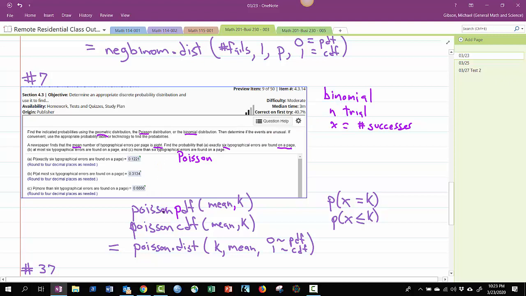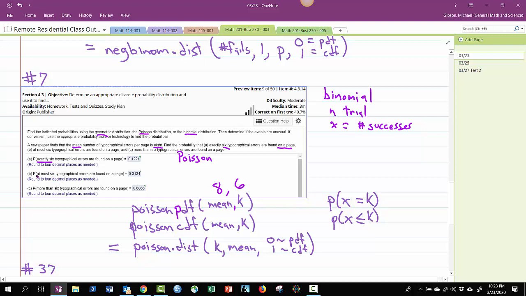All right, Poisson PDF and CDF. The PDF and CDF mean the same things they did before. PDF means x equals the number. CDF is x is less than or equal to the number. For Poisson, you put in the mean and then the number, right? So for A here, it's exactly 6. So the mean was 8, and we'd want the probability that we had exactly 6 successes, so we'd put in a 6.